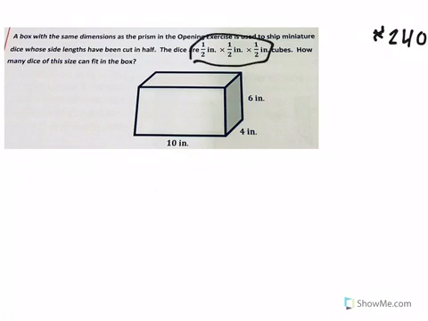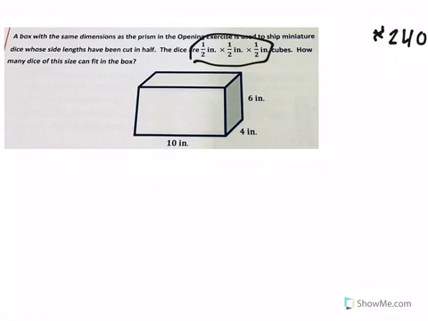Now, we want to fill that same size box, but this time we're going to fill it with dice, so basically little cubes, right? But they've been cut in half. So instead of 1 inch by 1 inch by 1 inch, now it's 1/2 inch by 1/2 inch by 1/2 inch.